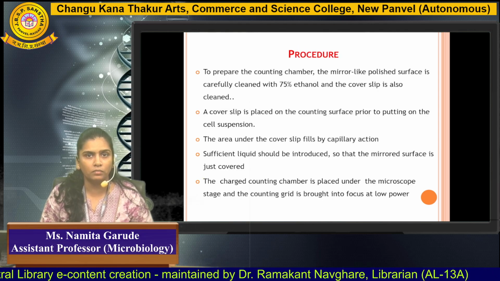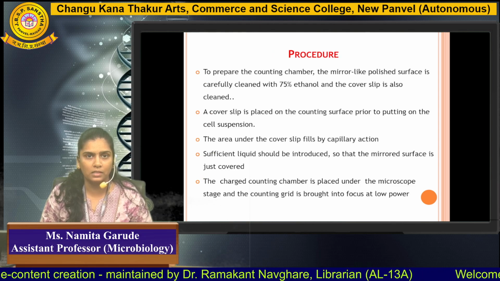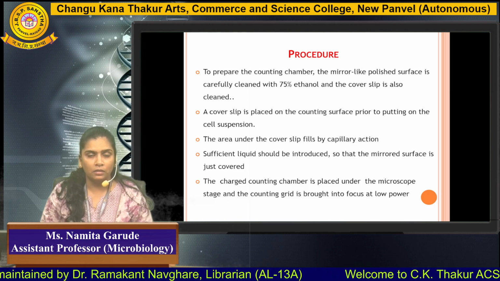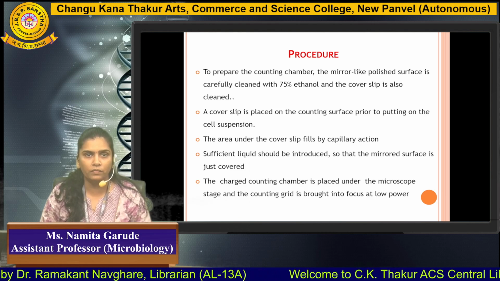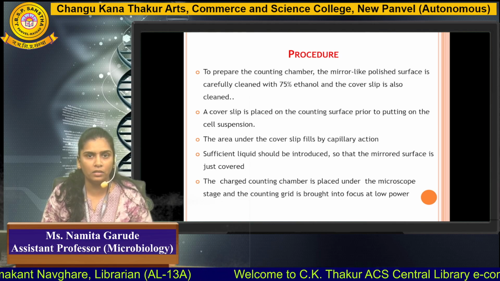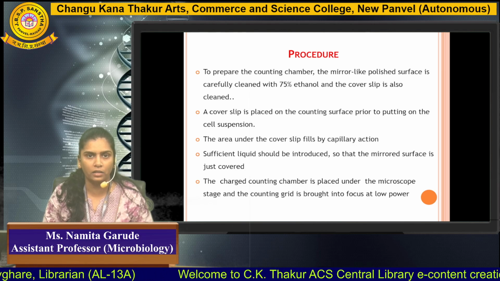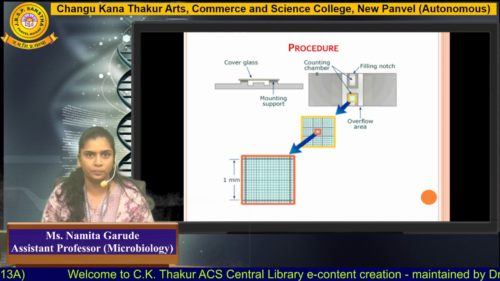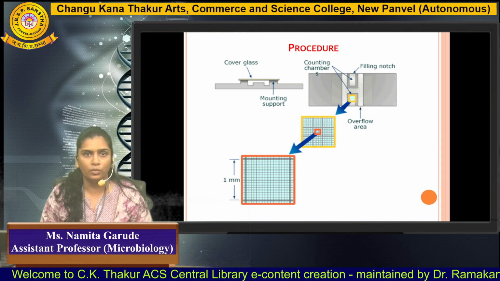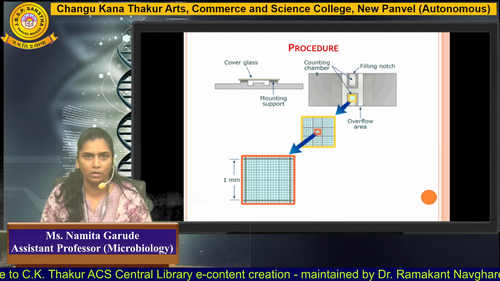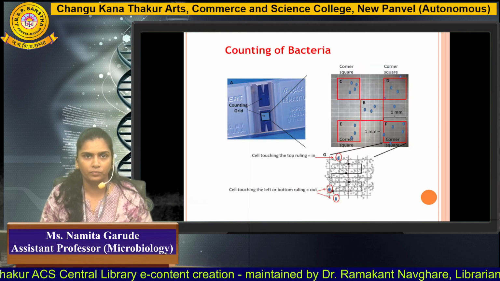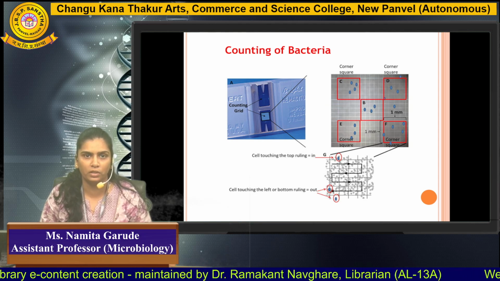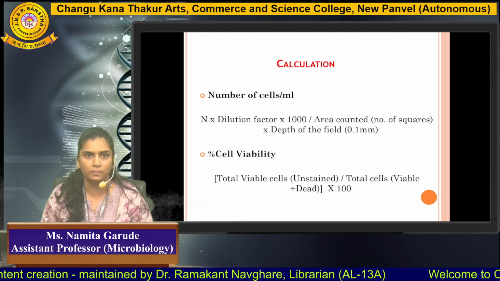Procedure: first take a clean and dry glass slide, the haemocytometer slide, and wipe it with 70% ethanol to disinfect it. Put a cover slip onto the slide, add the suspension of bacterial cells with the trypan blue and observe under the microscope. This is the diagrammatic representation of the procedure of how to use the haemocytometer. How the bacterial count is done using the haemocytometer is shown in this photographic presentation.